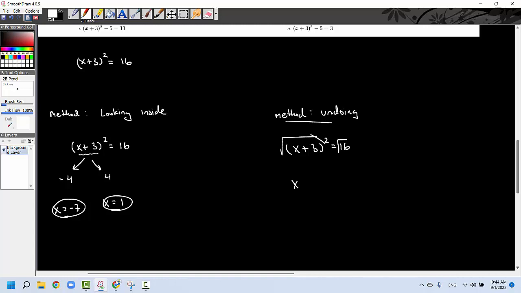So you get x plus 3 equals, now here's where you've got to be careful, because remember, this is kind of related to the looking inside method. The 16 does not just become a 4, it becomes plus or minus 4, and that's because the inside could have actually, again, been the -4 or the +4.